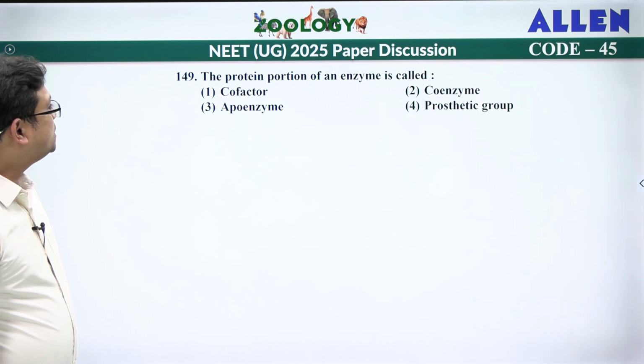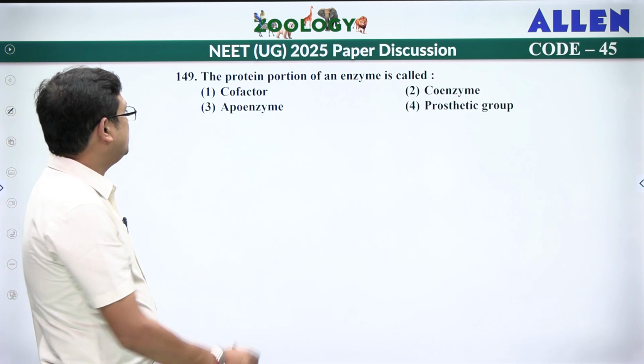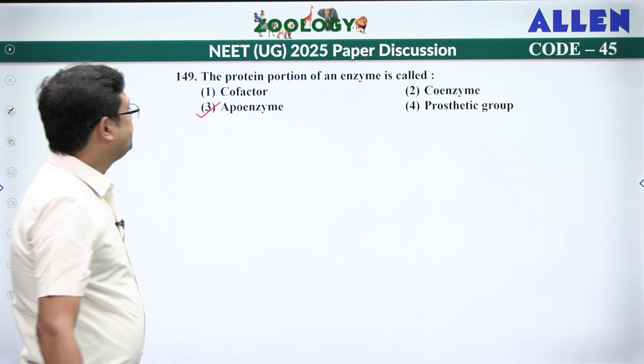The protein portion of an enzyme is called, it's also a direct question, it is apoenzyme. Next.